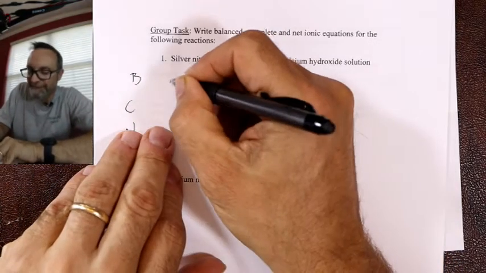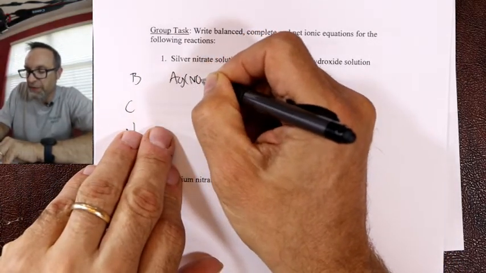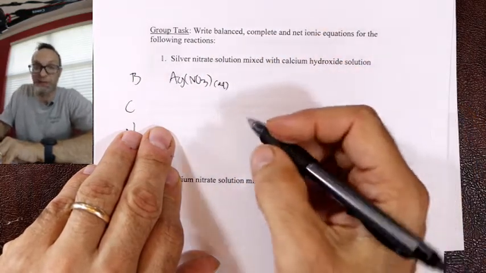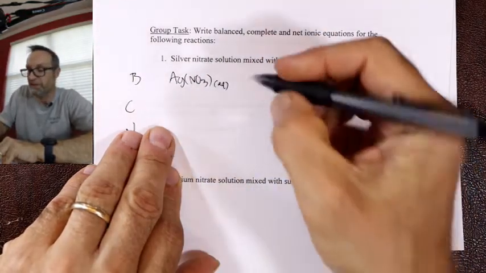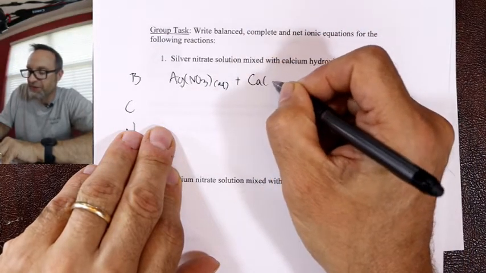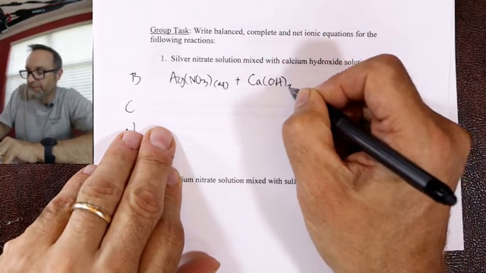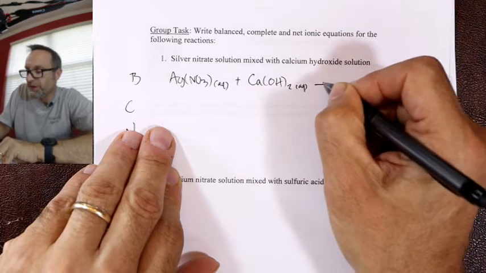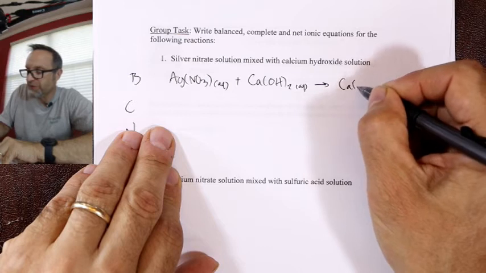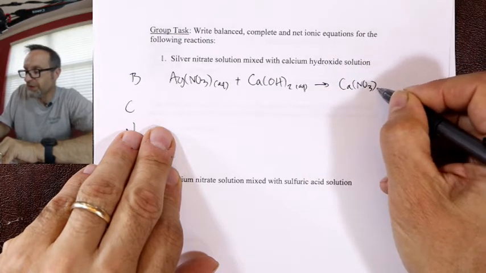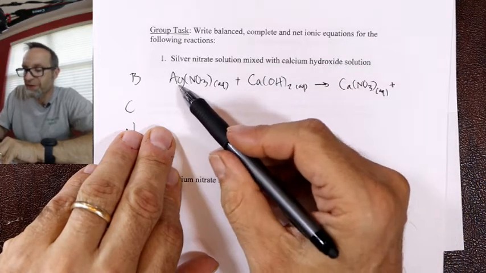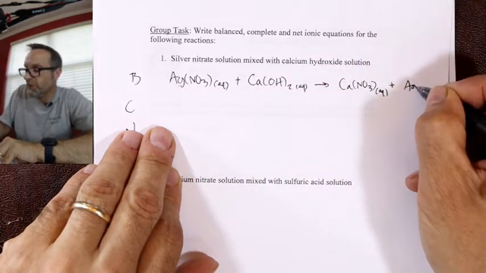Silver nitrate, AgNO3. I know that's aqueous. The reactants are always aqueous because they have to be separate mobile ions to bump and react. Plus calcium hydroxide. Now careful, calcium hydroxide is +2 -1. So when I swap partners, I get calcium nitrate. Calcium's a +2, nitrates are -1. That's going to be aqueous because it's a nitrate. Plus, what's left? Silver hydroxide, +1 -1.